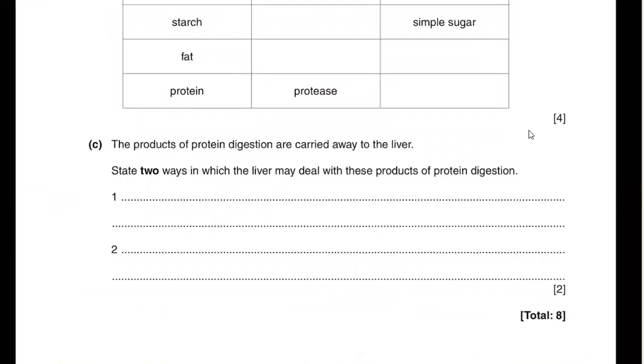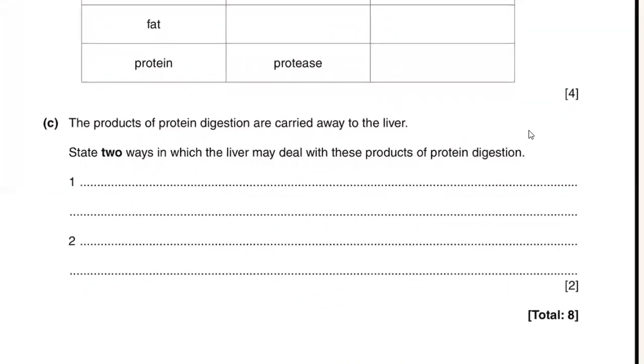Okay. Now this is your favorite question. This should be your favorite because we had a discussion on this so much. So what will you write as far as the answer to this question is concerned? The two ways in which the liver may deal with these products of protein digestion. Okay, so two ways it'll deal with it.